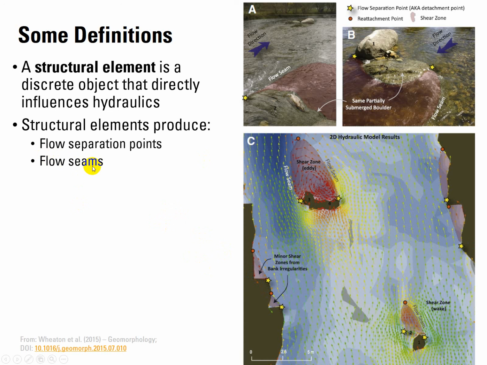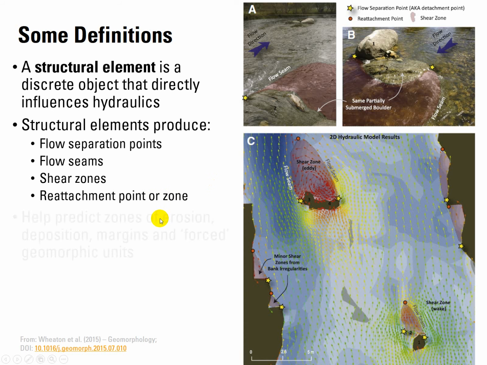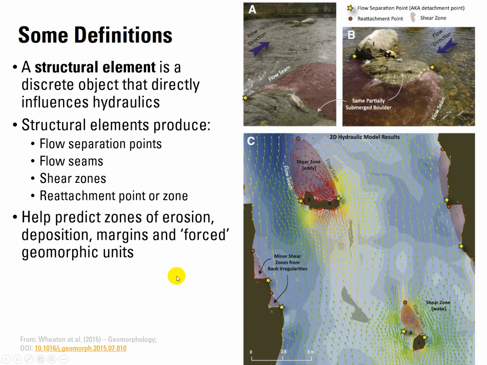Downstream of those flow separations, you get seams. Inside the seam, you get a shear zone. And then you have some sort of reattachment point or zone, usually not as well defined as the separation. By mapping and identifying these things, you're helping predict zones where you might have erosion, deposition, margins, and forced geomorphic units. So it's a really powerful skill to be able to just read water like this. It helps you recognize what structural forcing is doing.